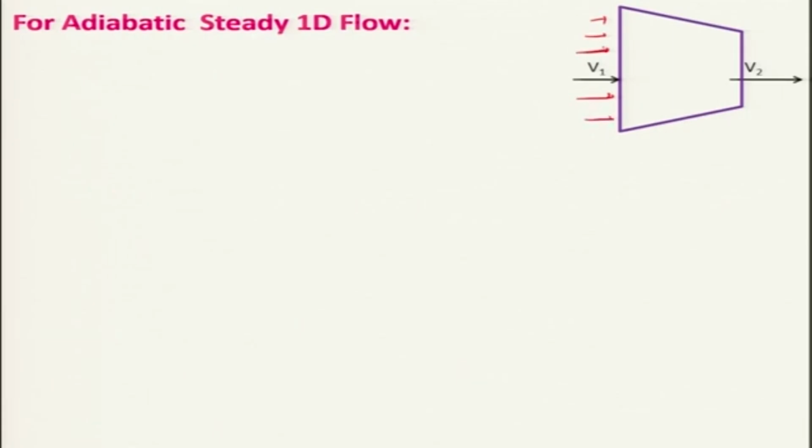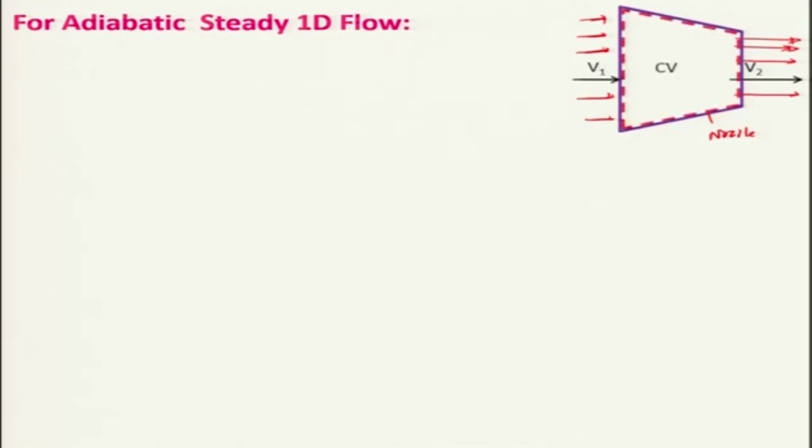Keep in mind this is the uniform velocity which is entering, and similarly it is leaving from the exit of this nozzle with the uniform velocity V2. That means the velocity will be the same across this. So, that is uniform.